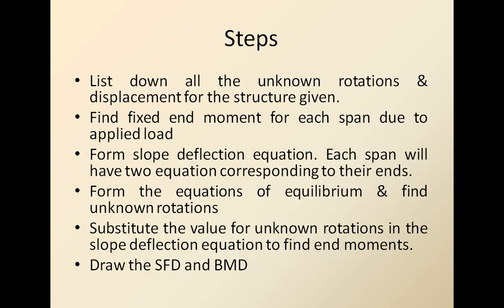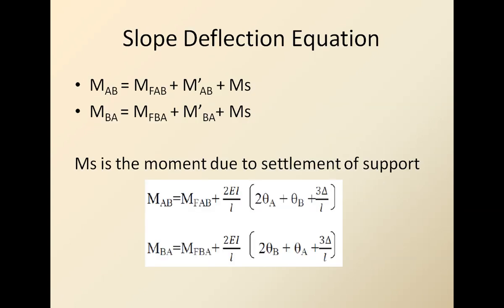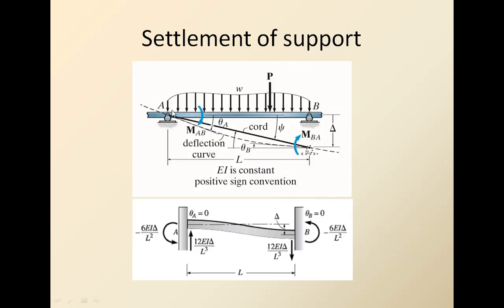The next step is to find the fixed end moment for each span due to applied load. That is, we are restraining the support from rotation. In later slides I will give you the list of different structures with different loads and their fixed end moments. Next you have to form the slope deflection equations. Each span will have two equations corresponding to its ends. Suppose if you take AB, you will have two slope deflection equations, MAB and MBA.